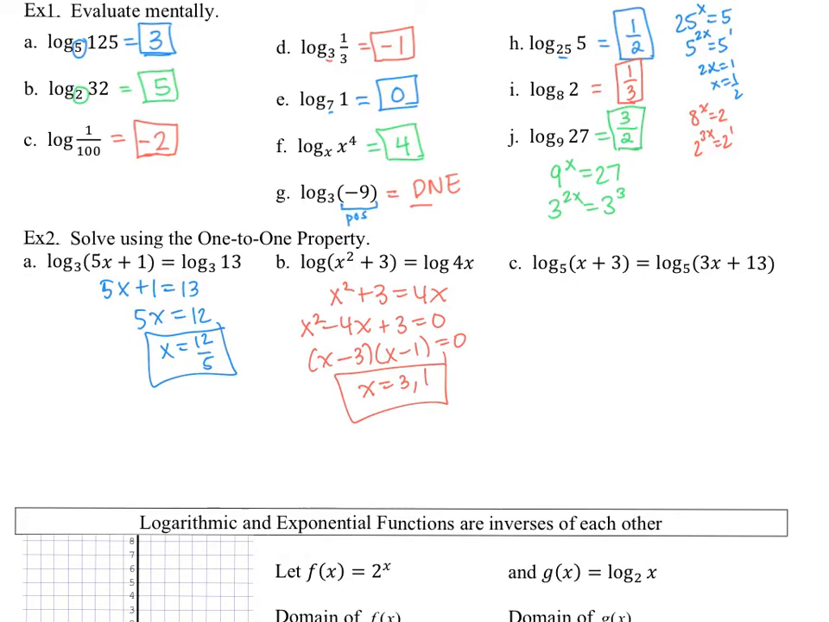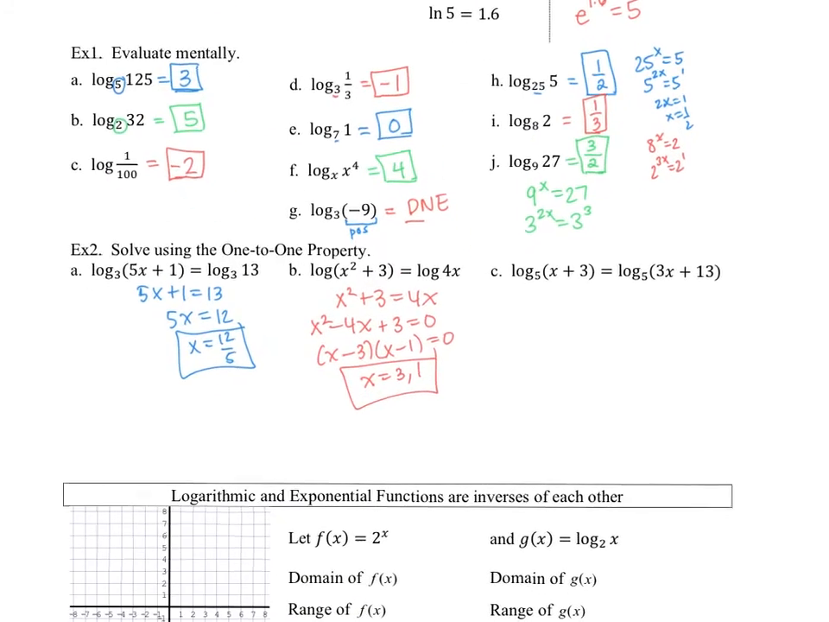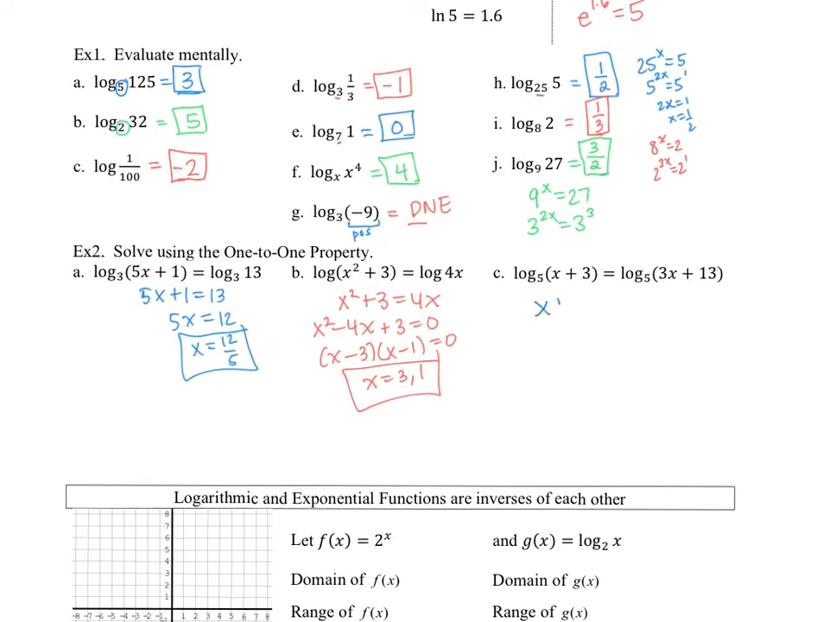Okay, I'm going to do one more with the one-to-one property. Okay, again, log base 5 of x plus 3 equals the log base 5 of 3x plus 13. Because the logs are equal to each other, then their arguments must be equal to each other. Okay, I got x equals -5.